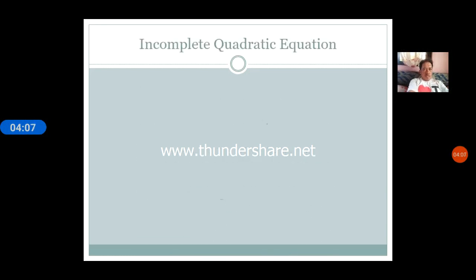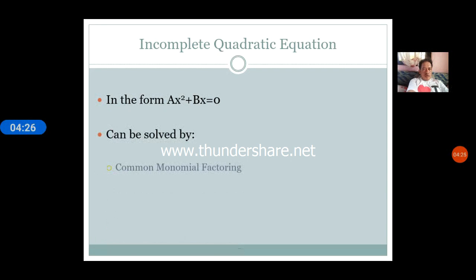An incomplete quadratic equation in the form of ax squared plus bx is equal to 0, just like I said a while ago, has the constant term c equal to 0. This form can be solved by common monomial factoring. Meaning we have to determine the common factor between the terms, take it out, and then that's the time we can solve the value of x.